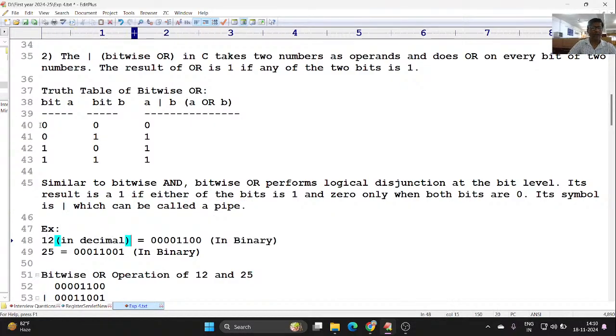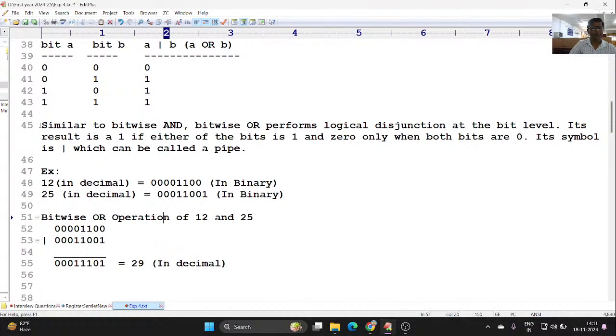So 12 in decimal and 25 in decimal. Those decimal numbers are converted into binaries. These are the two binaries on the right hand side of the assignment operator, and the left hand side is decimal. Let's perform a bitwise OR operation on 12 and 25. Convert into binary and perform the OR operation, and you will get 0001 1101, which is equivalent to 29 in decimal.